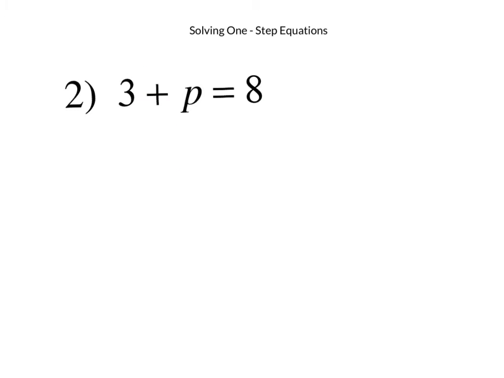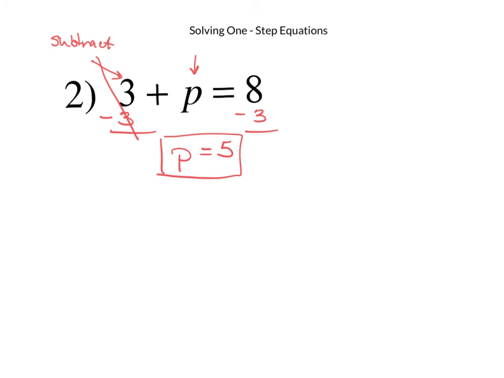Here we have the equation 3 plus P equals 8. Again, we want to get the variable on one side of the equal sign by itself. And we see that 3 is positive, so we're going to subtract 3 from both sides. This cancels out, leaving P on the left by itself, and 8 minus 3 is 5. So P equals 5.